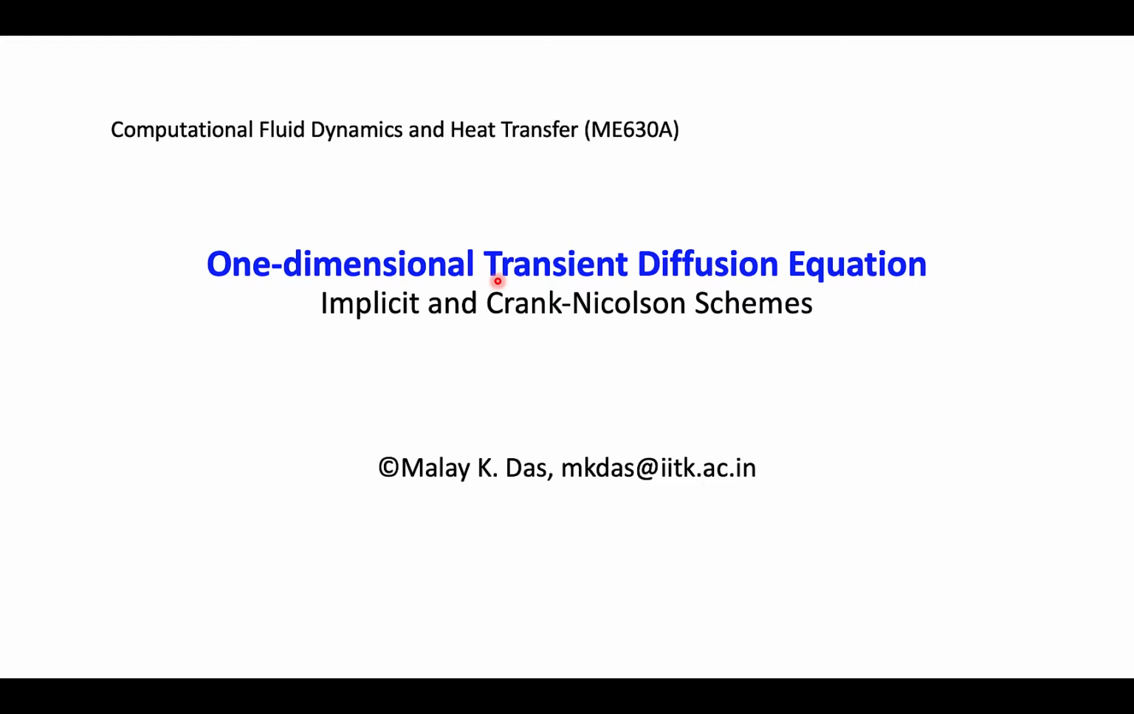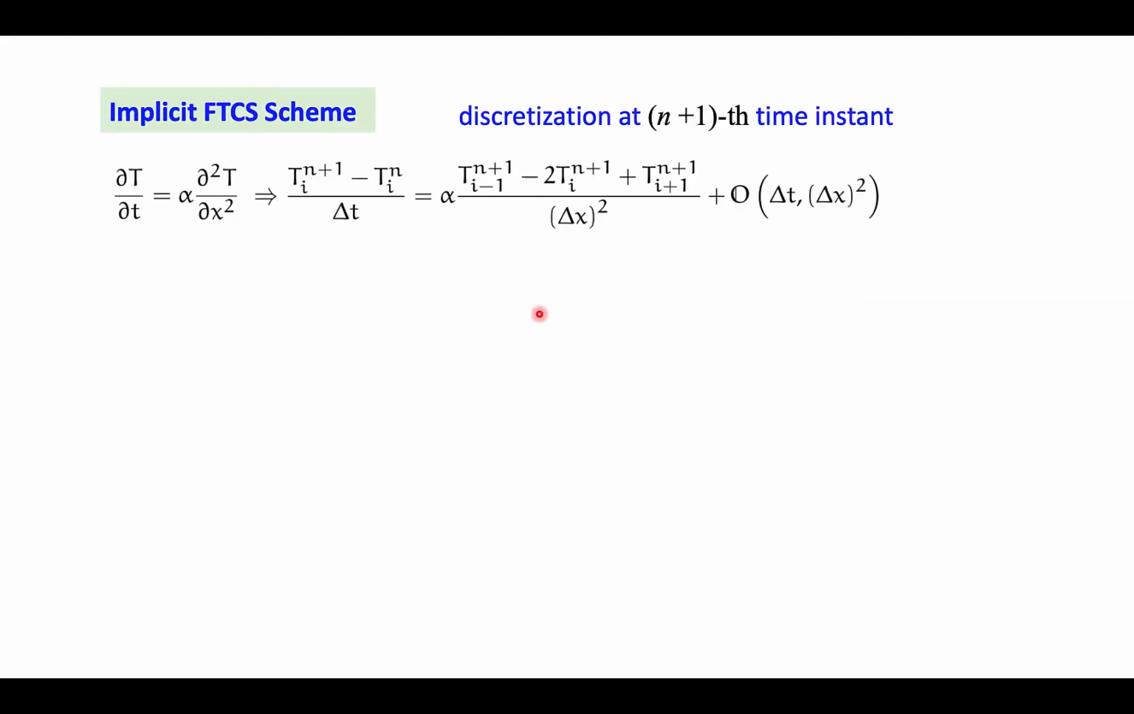In our previous lecture, you have seen the discretization of one-dimensional transient diffusion equation using explicit scheme. Here, you will see implicit and Crank-Nicolson schemes. Recall our discussion on explicit scheme.